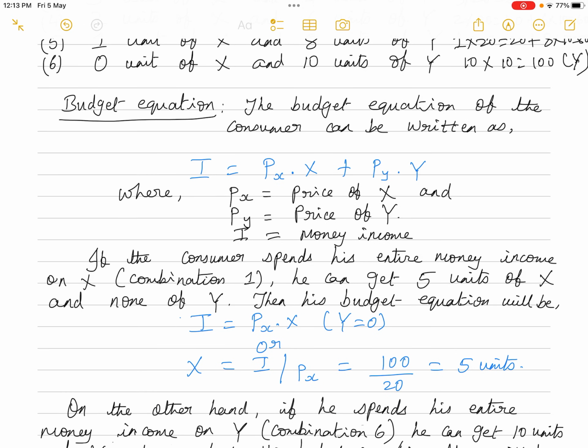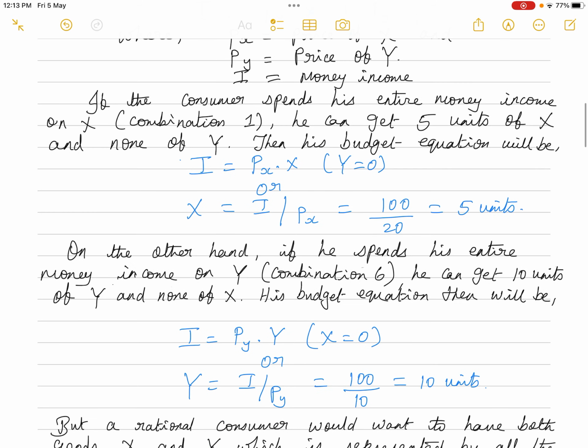If the consumer spends his entire money income on X, that is combination 1 in our example. So we have already checked, he can get 5 units of X and none of Y. So in this case, what will be the budget equation? Here the entire money income I is spent on commodity X. So I is equal to Px into X. In that case, Y is equal to 0. So you rewrite it, X will be I by Px. So that is 100 divided by 20. He is purchasing 5 units of commodity X.